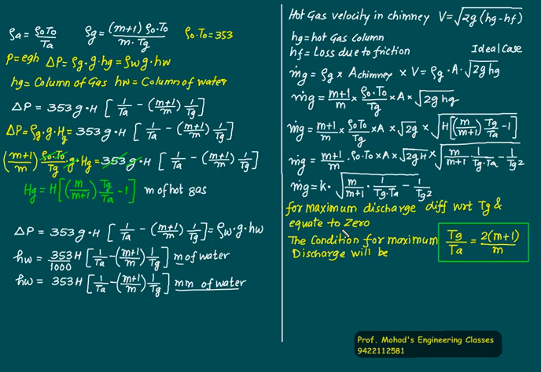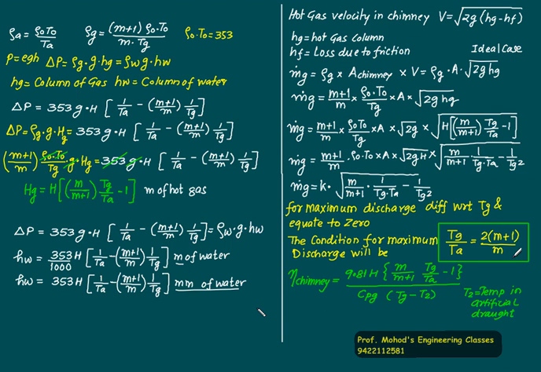If we differentiate and equate to 0, we will get the condition for maximum discharge: Tg upon Ta equals 2 into m plus 1 upon m. So Tg upon Ta equals 2 times m plus 1 upon m becomes the condition for maximum discharge.